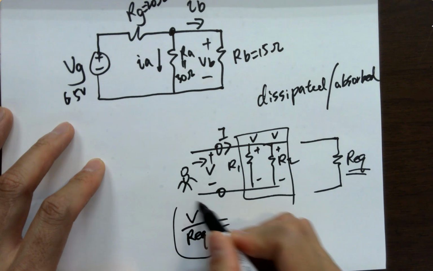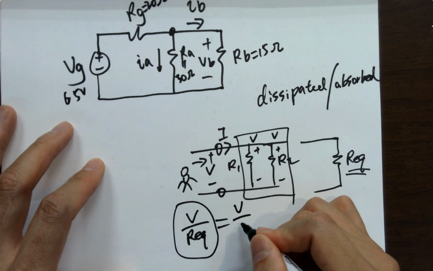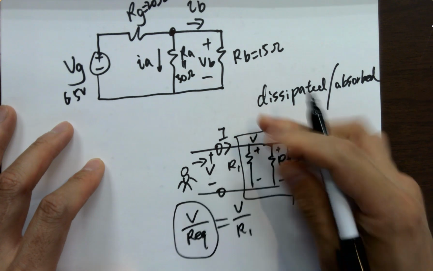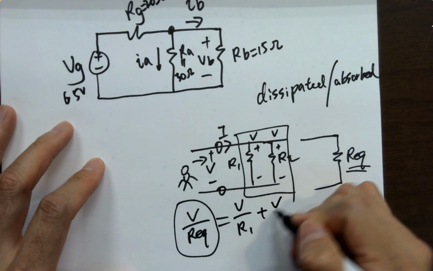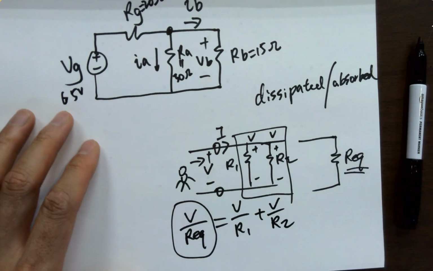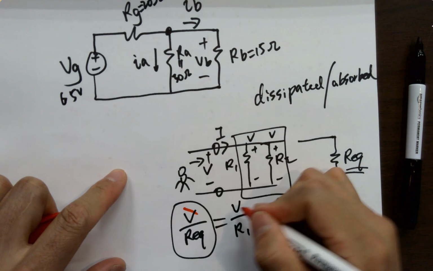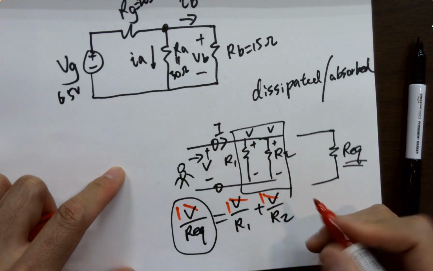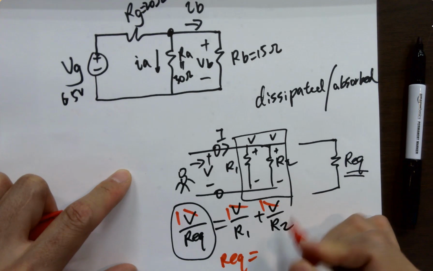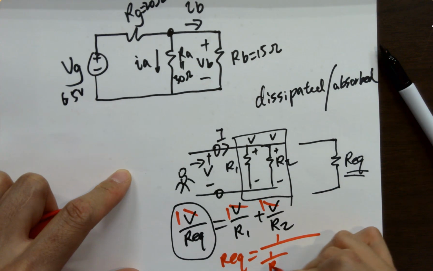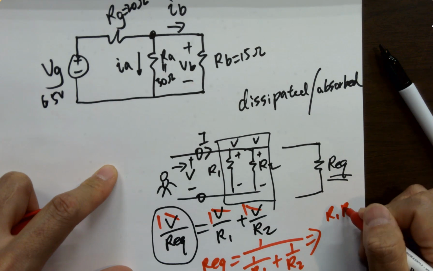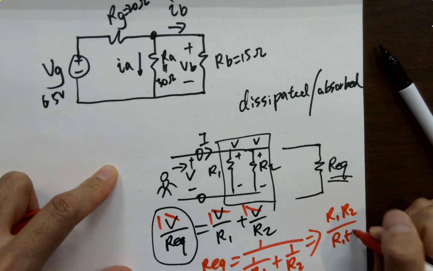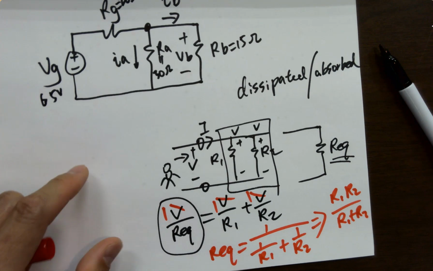So this is the overall I, and you get the first I, which is I1, which is V over R1, and the second I, which is V over R2, right? And then you cancel out V. I'm getting 1 here. So 1 over R equivalent equals 1 over R1 plus 1 over R2, which gives R equivalent equals R1 times R2 over R1 plus R2. That's the parallel resistance for the two resistors.